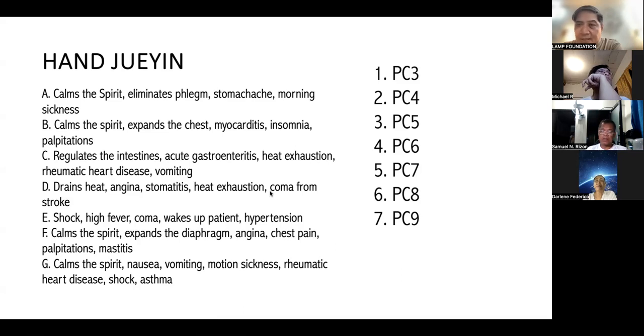Phlegm, morning sickness. Okay. For letter B, you need a sedating point here. Comes the spirit, may insomnia, may palpitations, myocarditis. So what is the sedating point of the pericardium? 7 po. Pericardium 7.